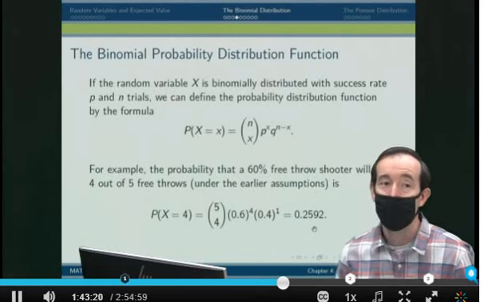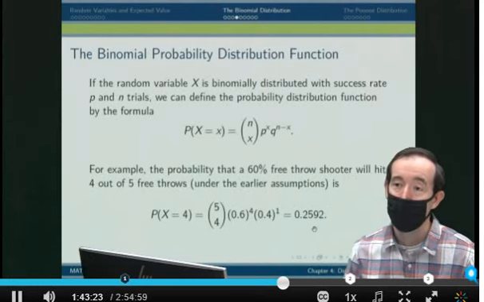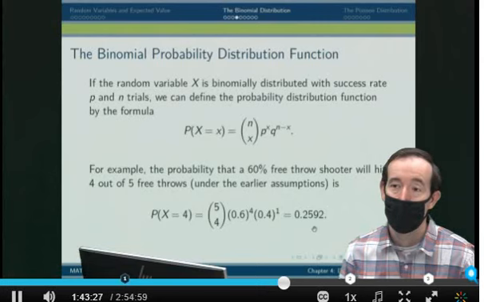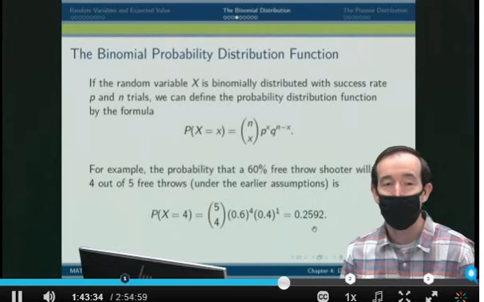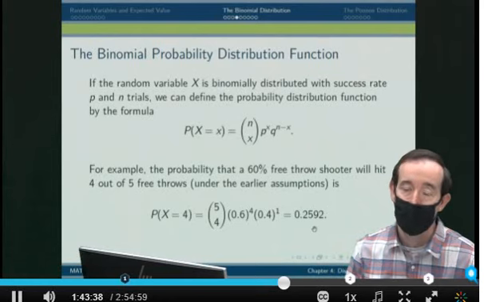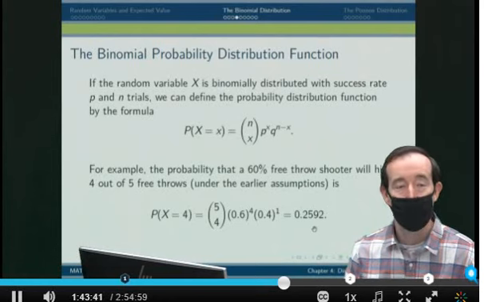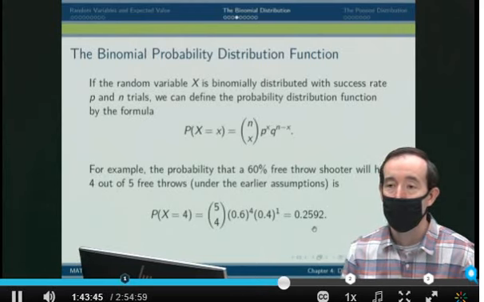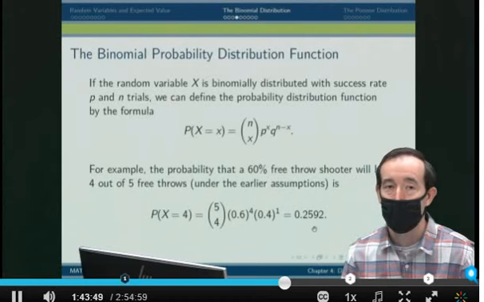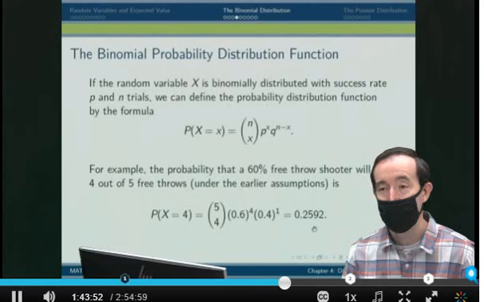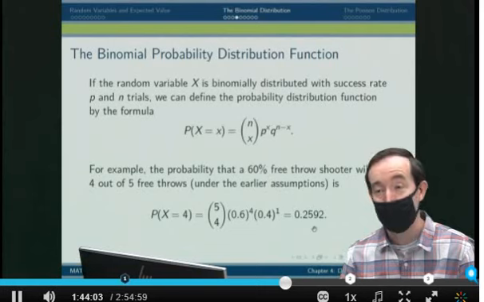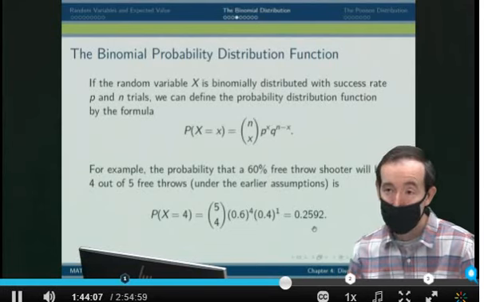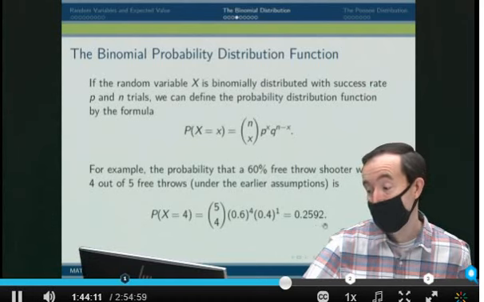What do you think is the most likely outcome if you're a 60% free throw shooter? How many would that be out of 5 if you hit exactly 60% of them? Well, 60% is 60 out of 100, which is 6 out of 10, which reduces to 3 out of 5. So if you're a 60% free throw shooter, I would expect the most likely outcome would be that they hit 3 of their 5, because that'd be right in line with their average. And so that probably will be a probability just a little bit higher than 0.2592.